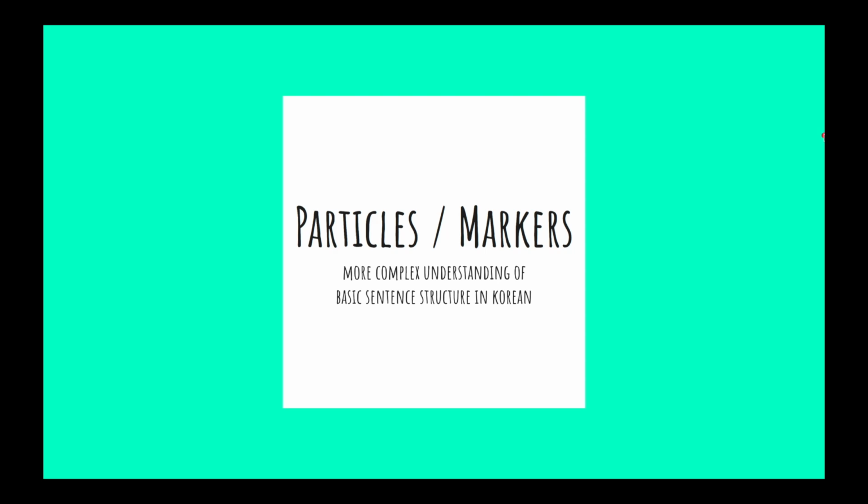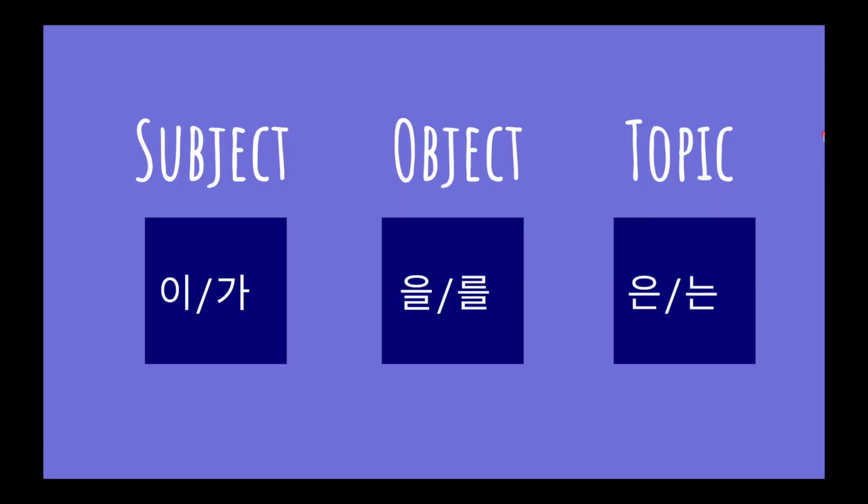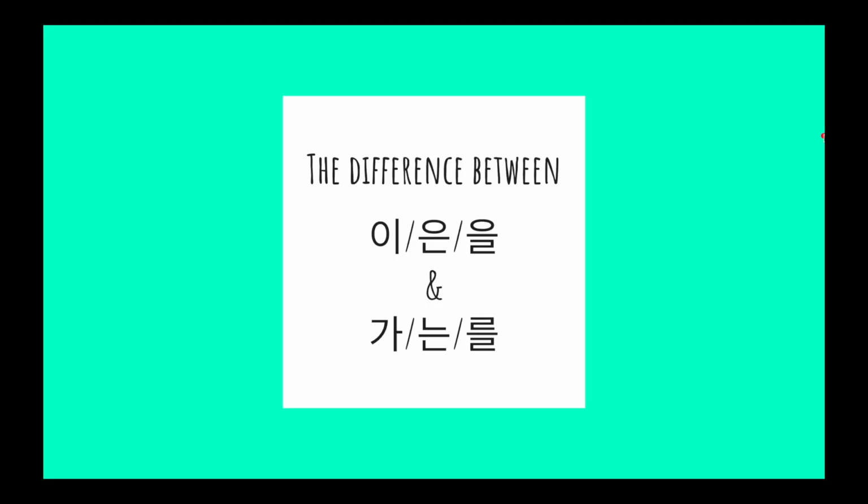Now we're going to go over particles and markers, another way to form the sentence properly. Today we'll talk about the subject and the object particles, and for today, you just need to know that 는 is a topic particle, but we will discuss the topic marker in more detail in a later video and class. So let's distinguish the usage of 이, 은, 을, and 가, 는, 를.